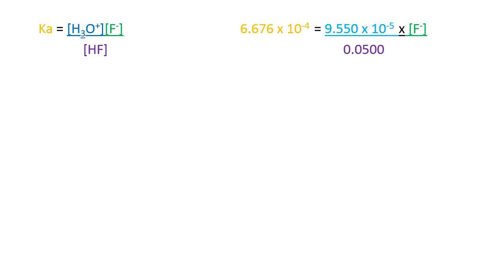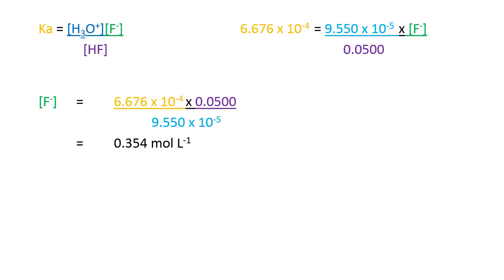So from that, I can stick those values into my Ka expression. So I've stuck with the color coding here, got my Ka value, my H3O plus value, my F minus value is what I'm trying to find, and I've got my hydrogen fluoride concentration there in purple down the bottom. So I need to rearrange that Ka expression now to make the fluoride ions the subject. If I do that, I can then calculate out what the value for that is, and that equals 0.354.